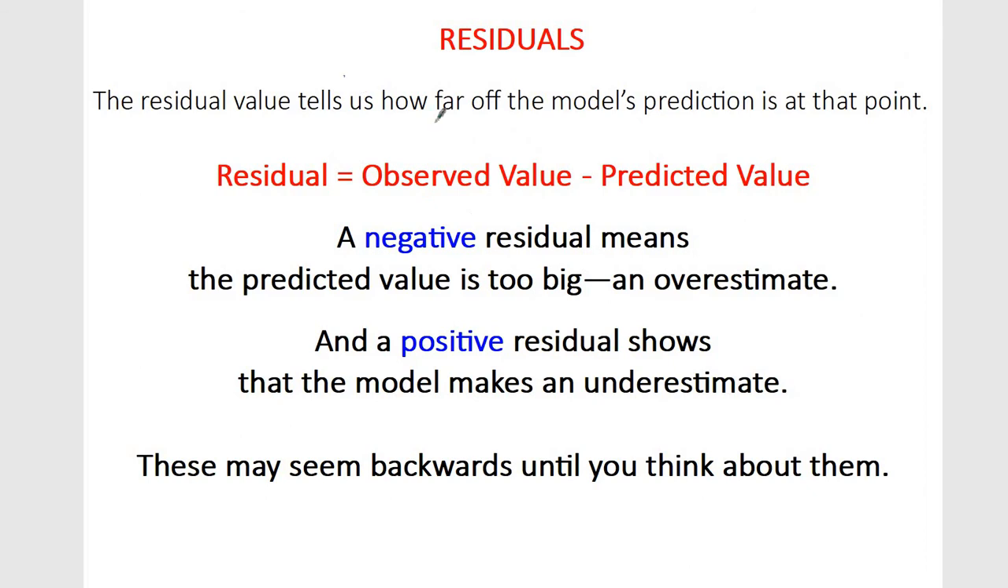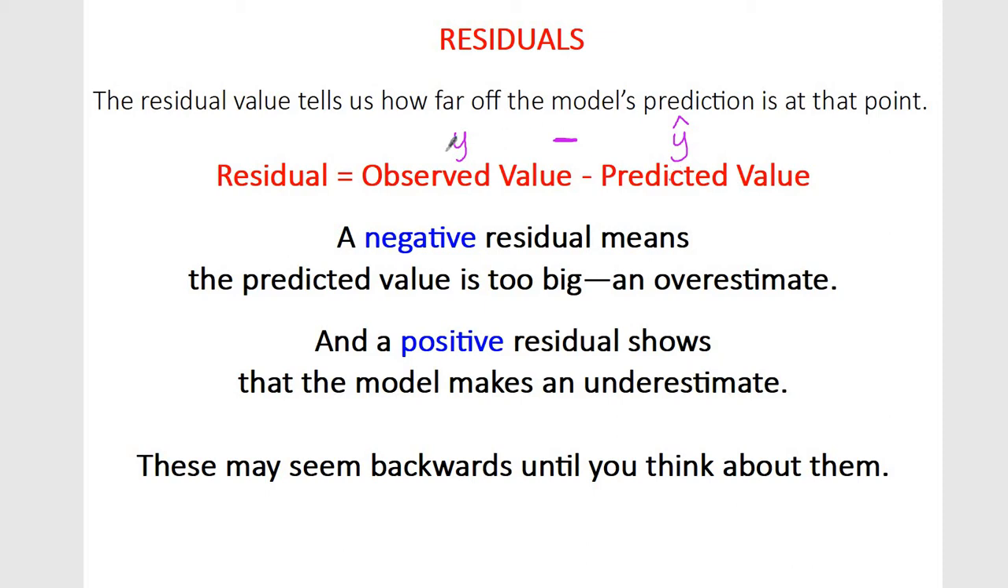Let's talk about those residuals. The residual tells you how far off the model's prediction is. So the residual is you take your observed value, y, and you subtract your predicted value, which is y-hat. If I give you a negative residual, so a negative number, that means that our predicted value is too big.